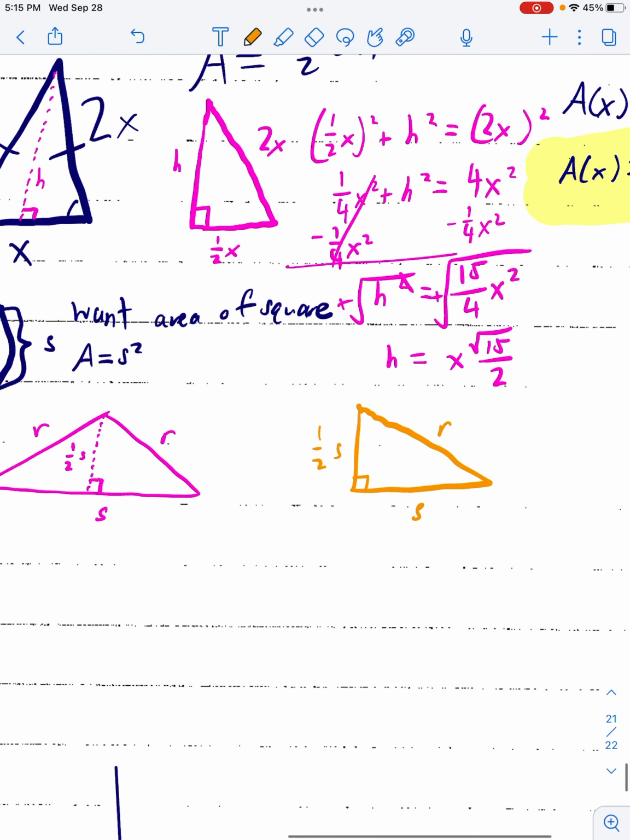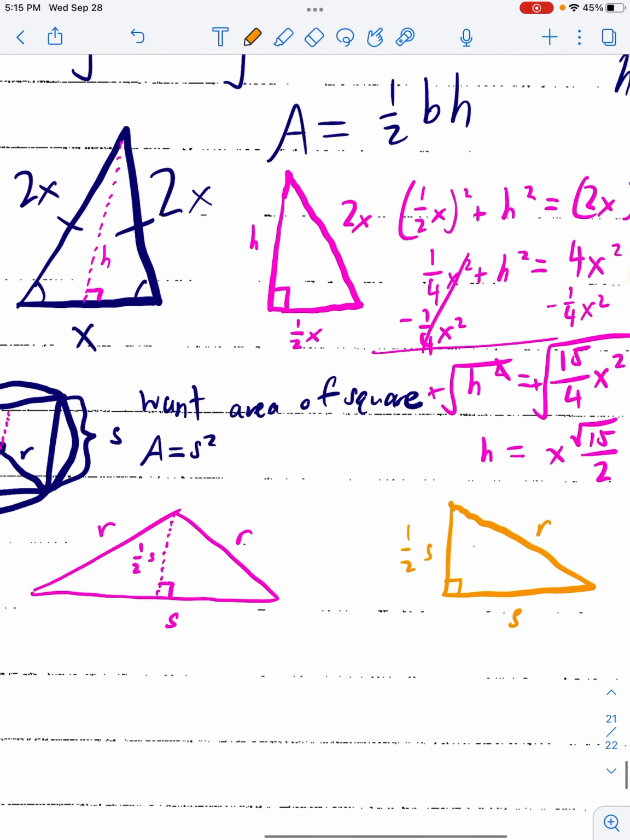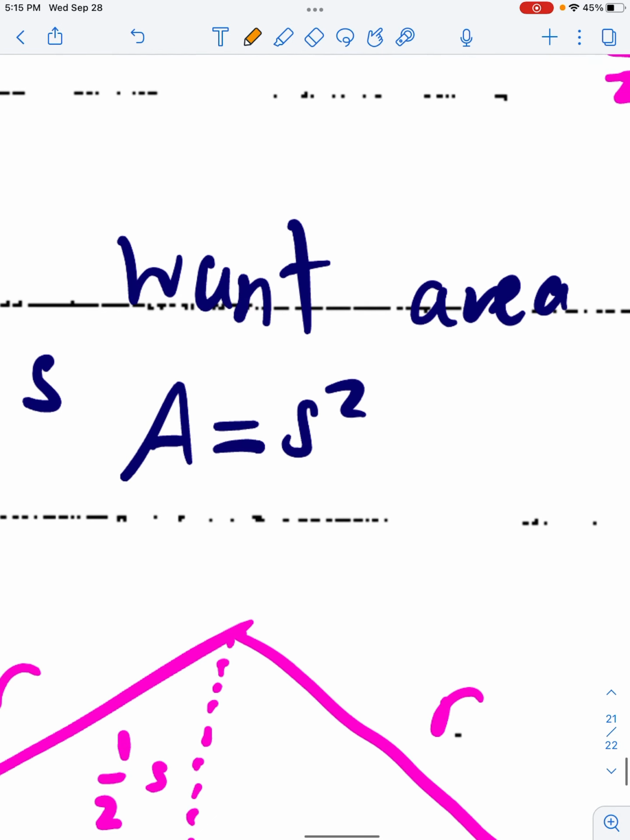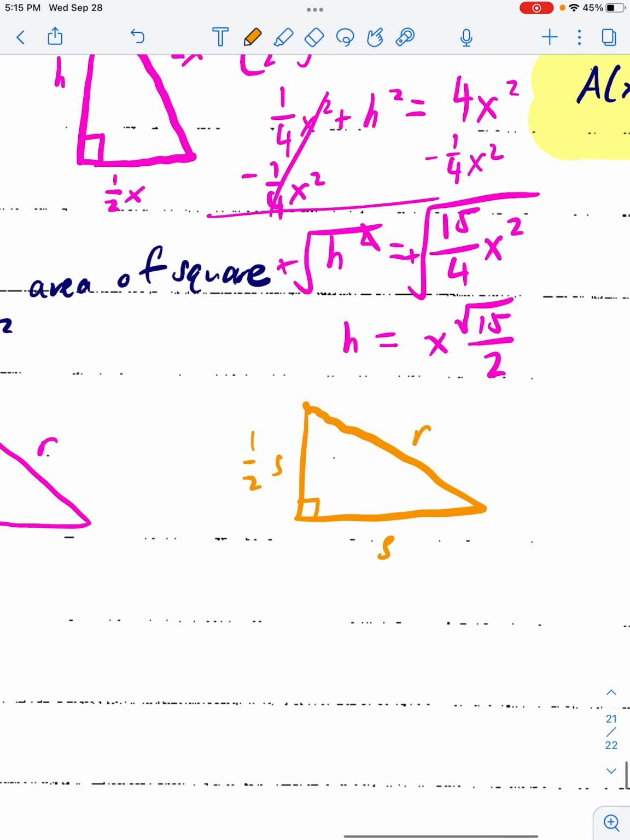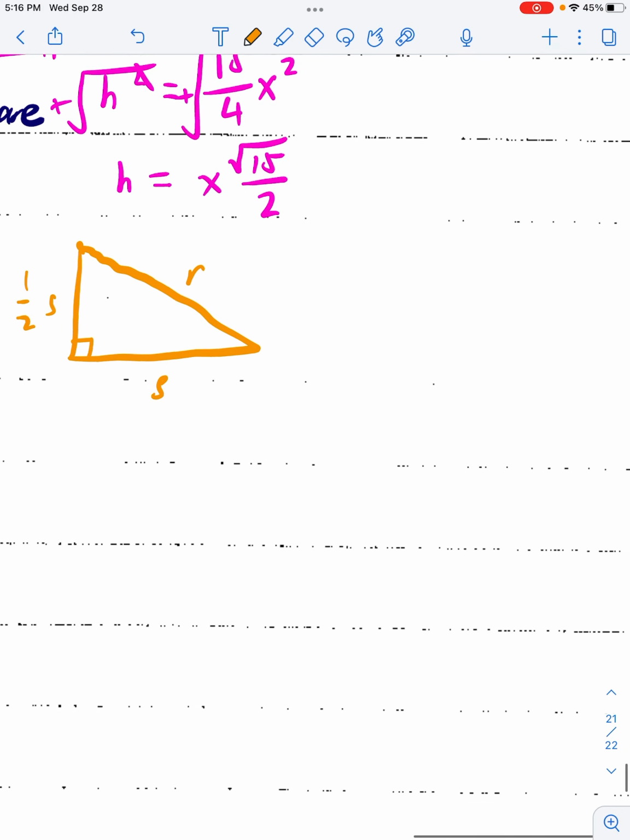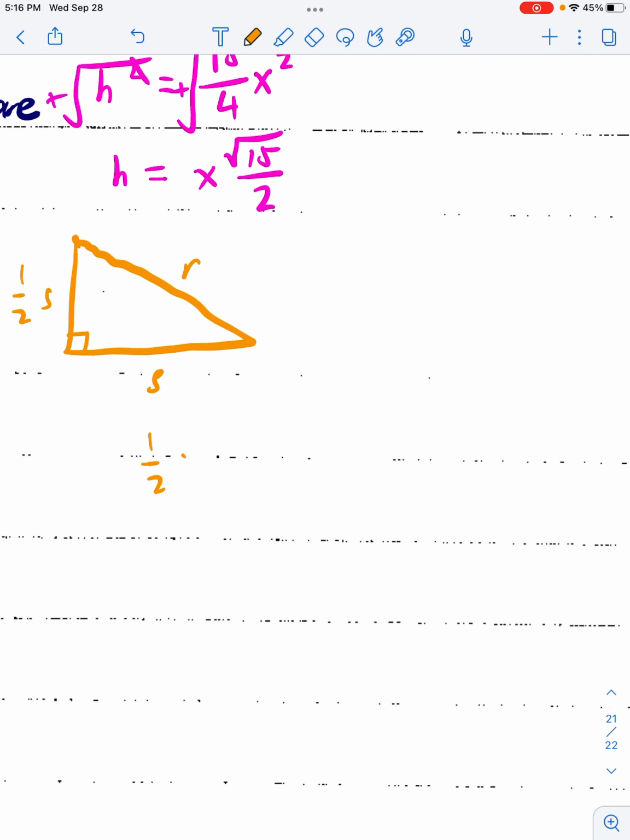All right, so we have to relate R to S. We want to write S in terms of R and then plug it into our area equation right there. We can relate S and R with the Pythagorean theorem. So (1/2 S) squared plus S squared equals R squared. Then we're going to solve for S.